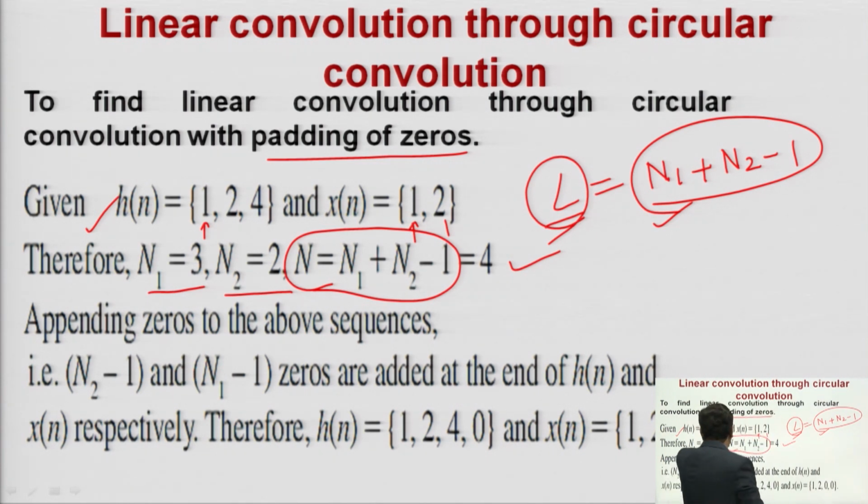But the length of h of n is only 3. So you have to make it 4. So you have to add one 0 here, padding of zeros. If you add one 0, then your h n is equal to 1 2 4 0.